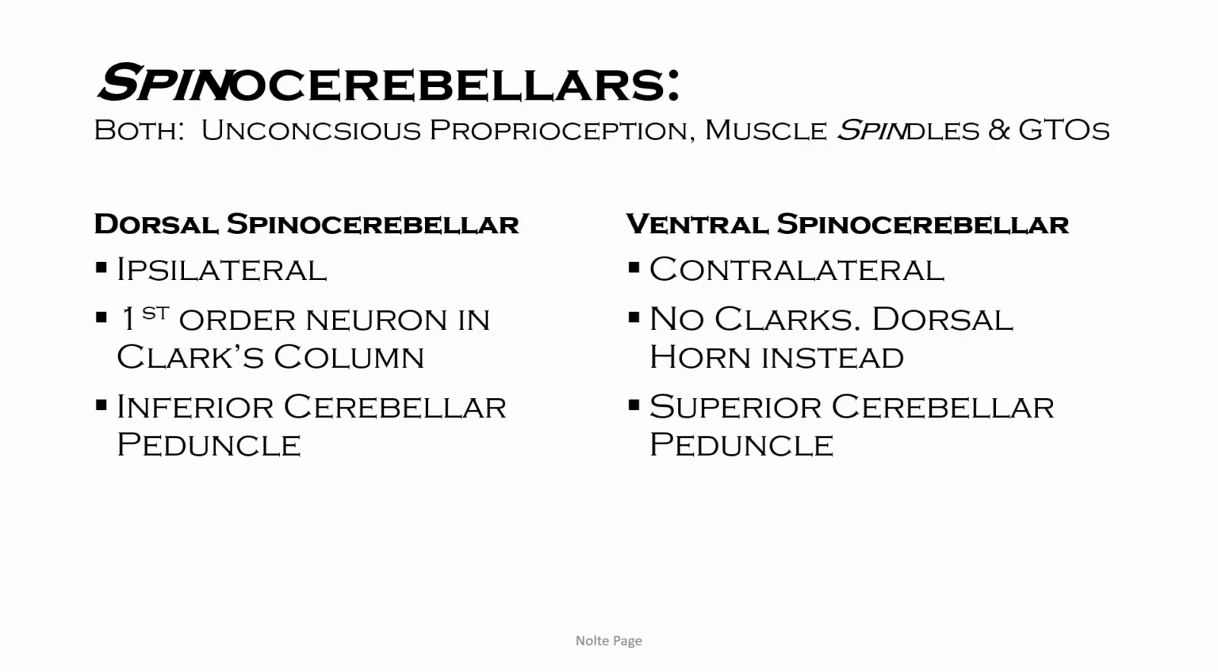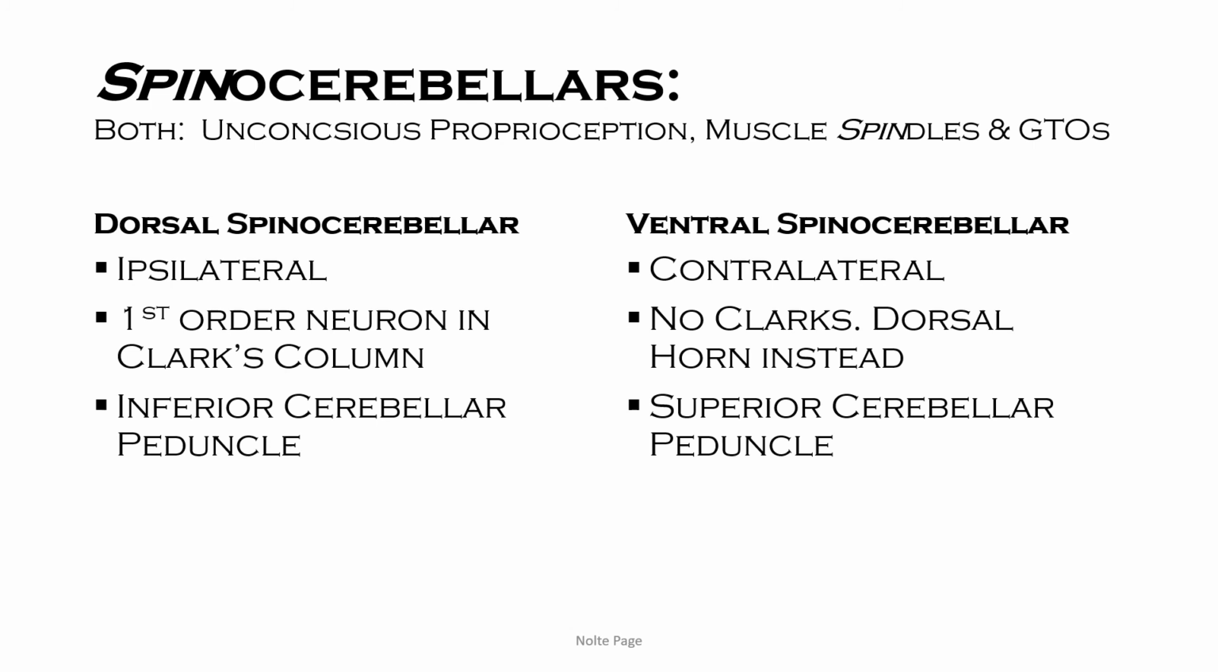Spinocerebellar, unconscious proprioception, muscle spindles and GTOs, 1As and 1Bs, remember. So dorsal spinocerebellar versus ventral. Dorsal is ipsilateral. First order neuron is in Rexed 7 or Clarke's column, and it's going to go up and into the inferior cerebellar peduncle over to the cerebellum that way.